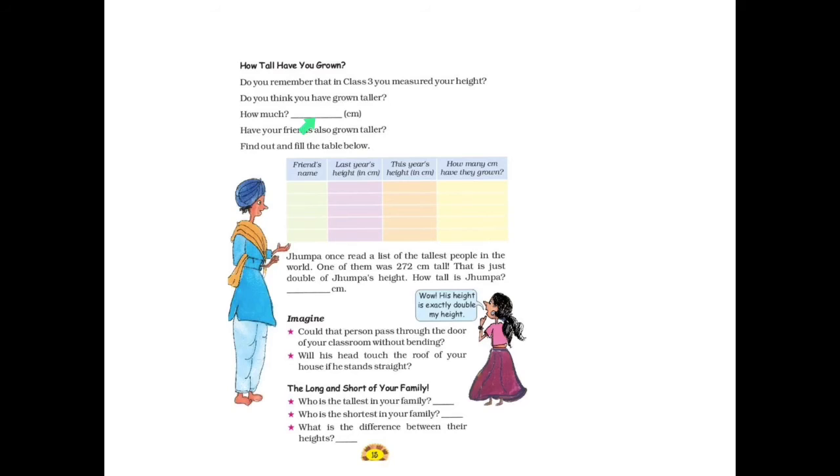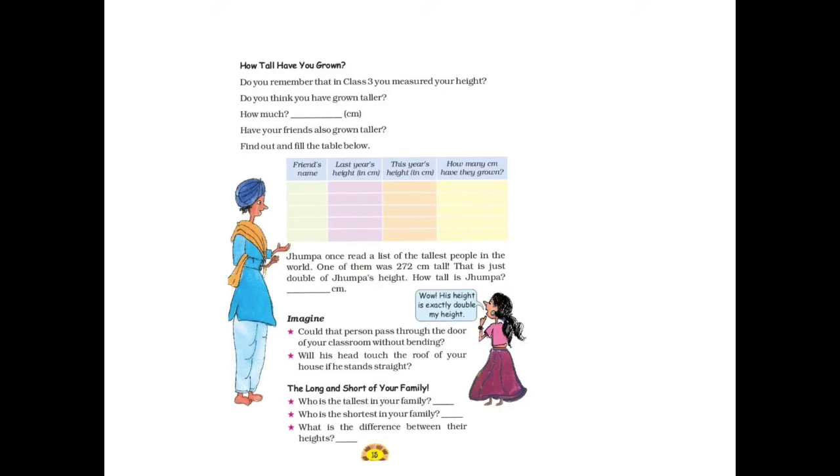First you have to write your height, then you collect your friends' names, write their last year's height, then write this year's height, then how many centimeters they have grown. So you have to find the difference between their last year's height and this year's height, and fill up this column.